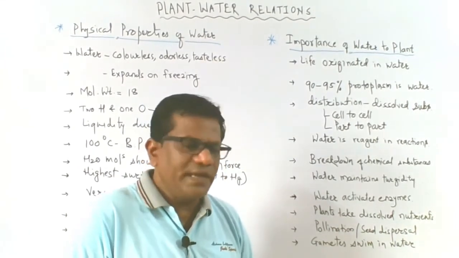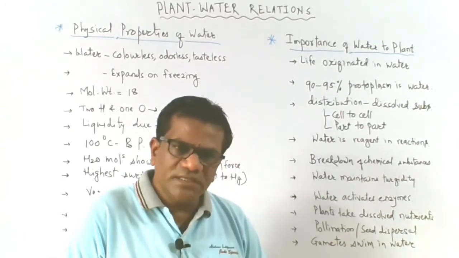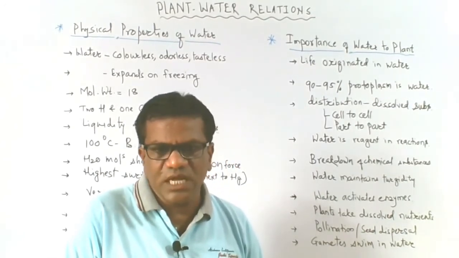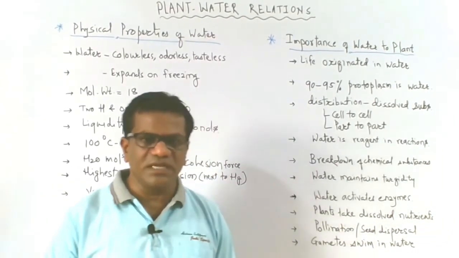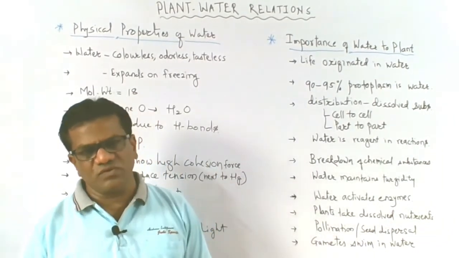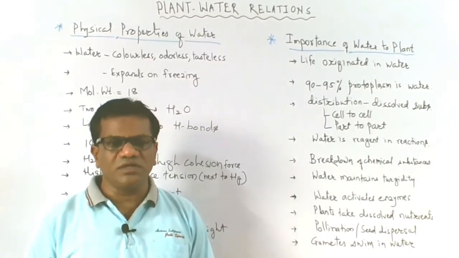So these are the cryptogamic plants, which cannot complete their life cycle in the absence of water because fertilization is impossible in the absence of water. They need water for their fertilization.